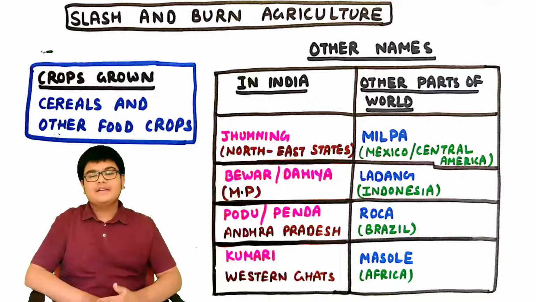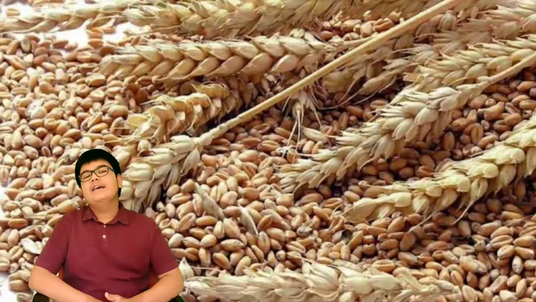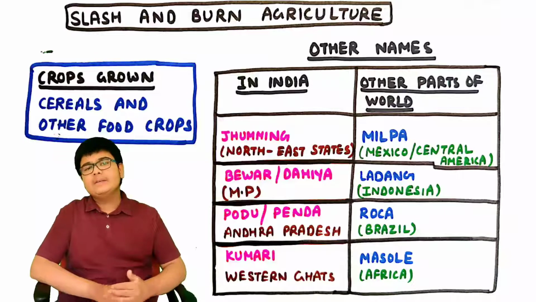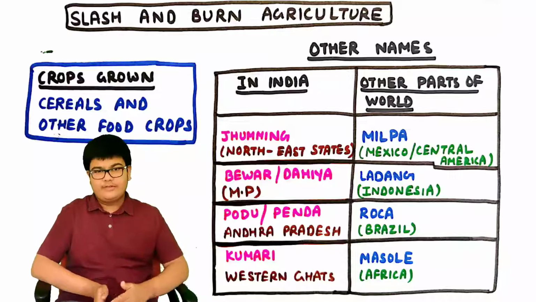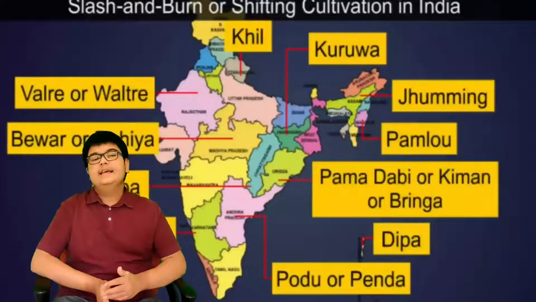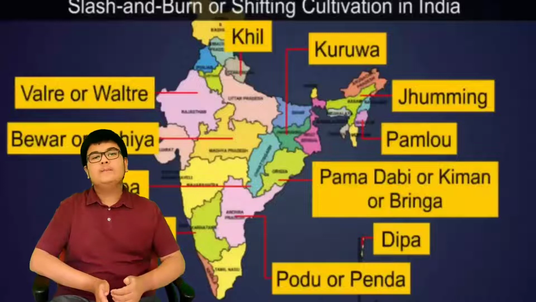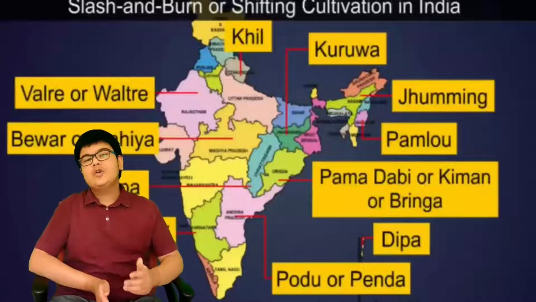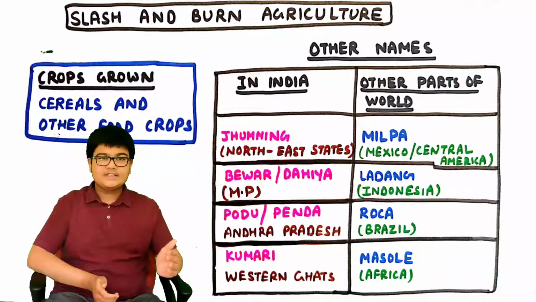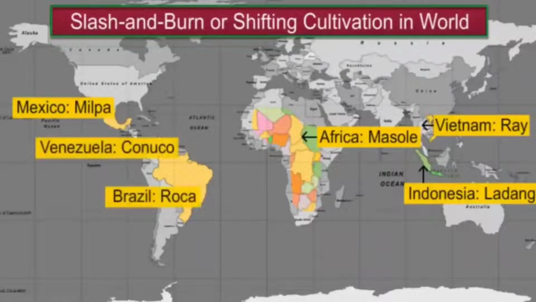So in slash and burn agriculture, the major crops produced are cereals and other food crops. And slash and burn agriculture is known by various names in various parts of the world. In India, it is known by the name of jhuming in the northeastern states, bewar or dahiya in Madhya Pradesh, podu or penda in Andhra Pradesh, and kumari in the Western Ghats. And in other parts of the world, in other countries also, it is known by different names such as milpa in Mexico or Central America, ladang in Indonesia, roca in Brazil, and masol in Africa.